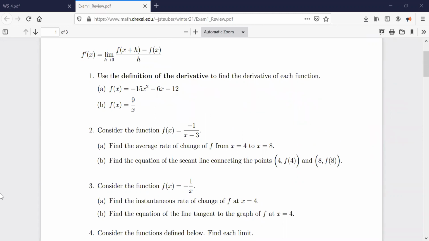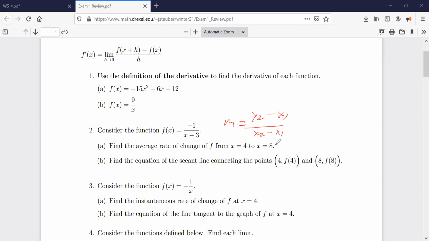So consider the function f of x is equal to negative 1 over x minus 3. Find the average rate of change of f from x equals 4 to x equals 8. So this is just saying that I have to find the slope between these 2 points. To do that, I need to plug in what their values are. So m is equal to y2 minus y1 over x2 minus x1.